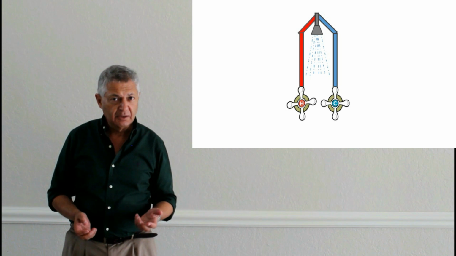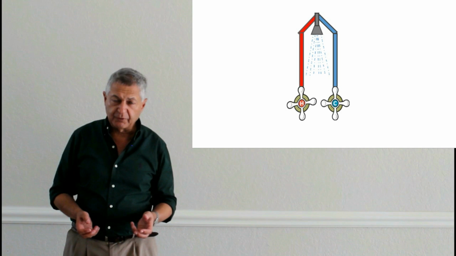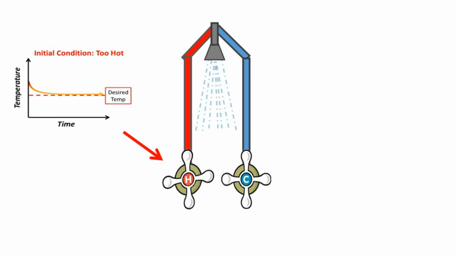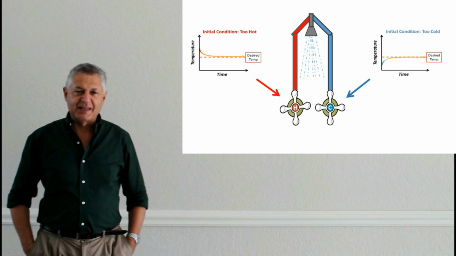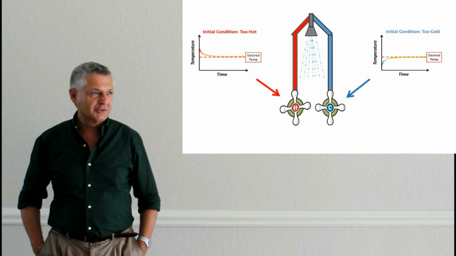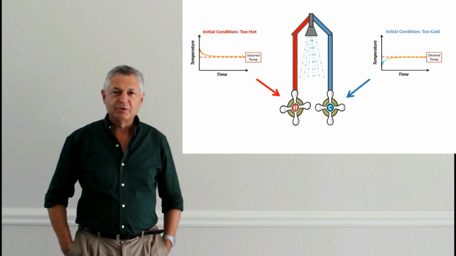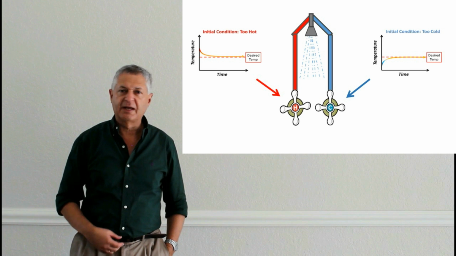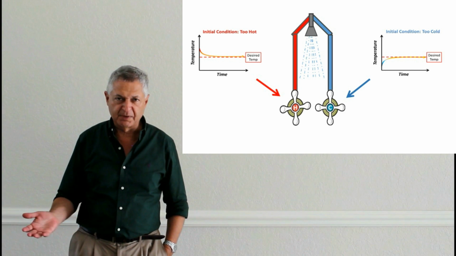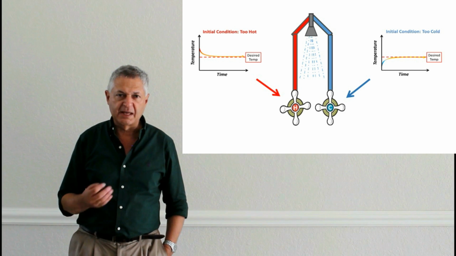So if it's too hot, what happens? If it's too hot for you, you adjust the hot knob, and if it's too cold for you, you adjust the cold knob. Everything is stable. You took a shower, everything is okay. When you wanted to have the water colder, you just made it colder. When you wanted to make it hotter, you made it hotter. Everything was perfect. Beautifully stable system.